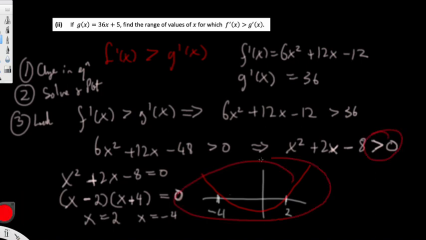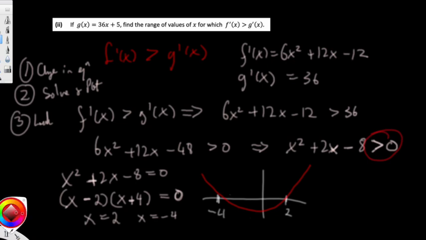And the question is, where is this quadratic greater than 0? Well, it's greater than 0 when it's above the x-axis, okay? And that's on these tails here, right? So on this tail here and this tail here, it's greater than 0. Now, what part of the x-axis does that correspond to? Well, this piece and this piece.